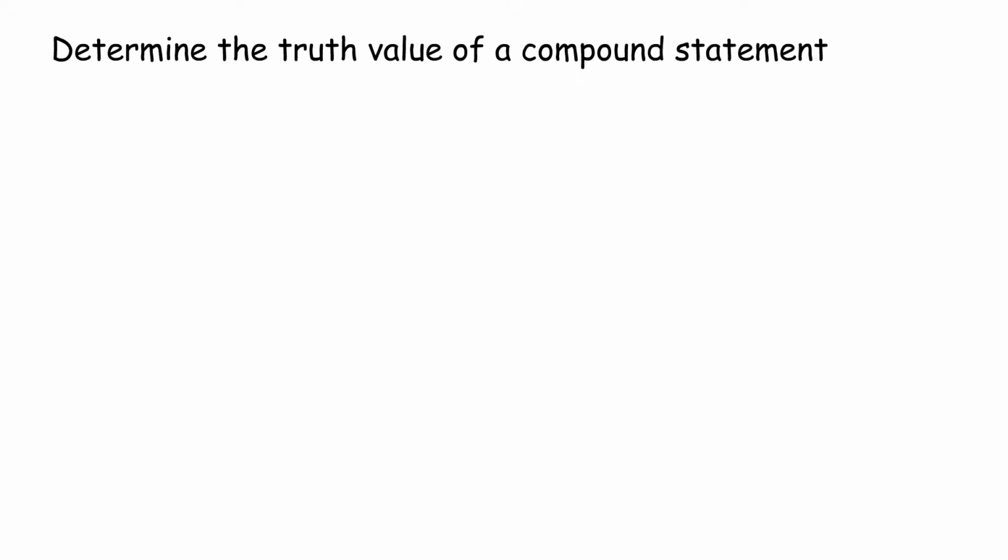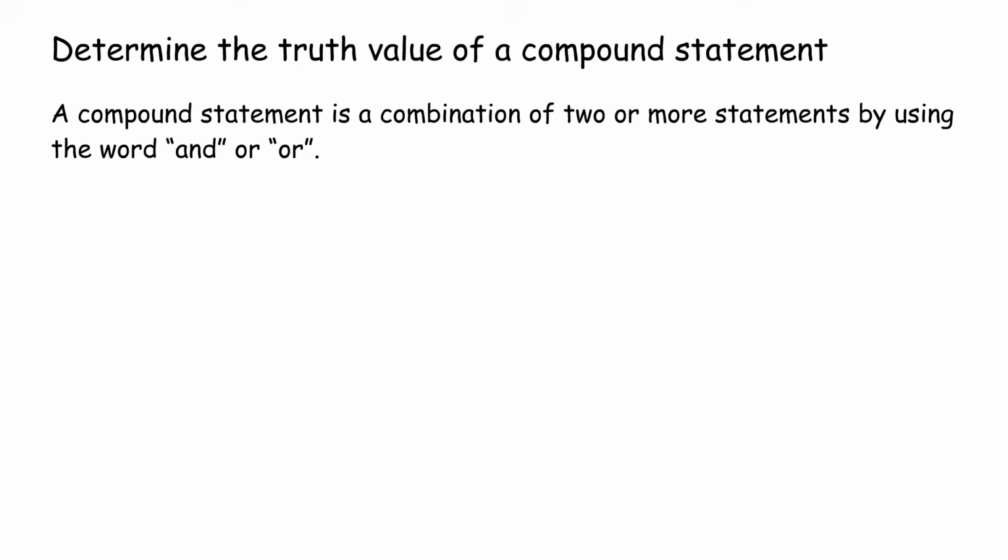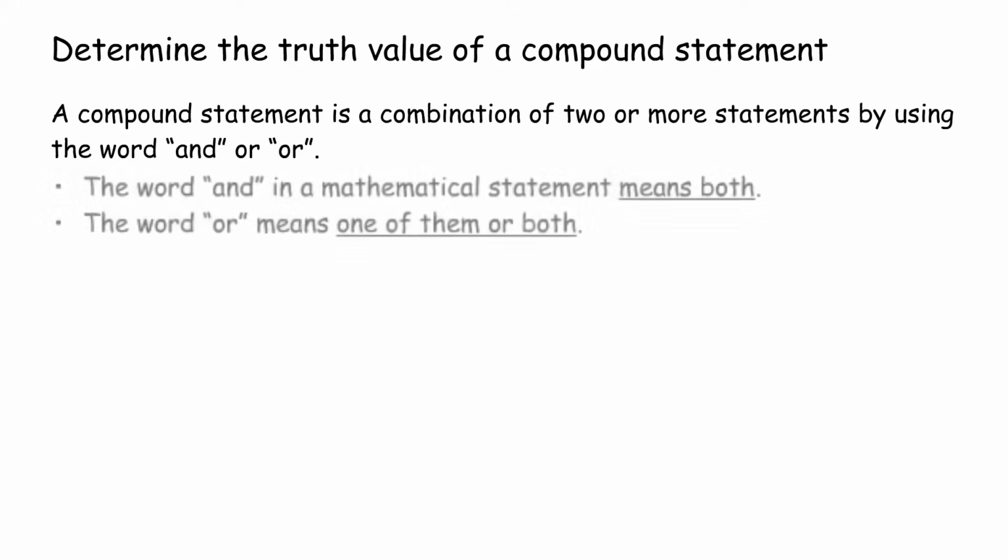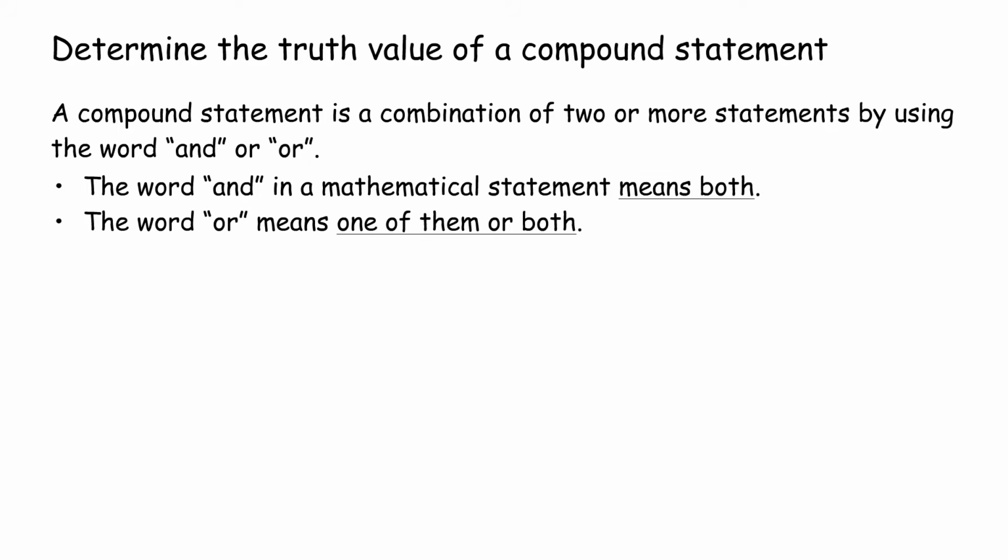Determine the truth value of a compound statement. A compound statement is a combination of two or more statements by using the word and or or. The word and in a mathematical statement means both, while the word or means one of them or both.